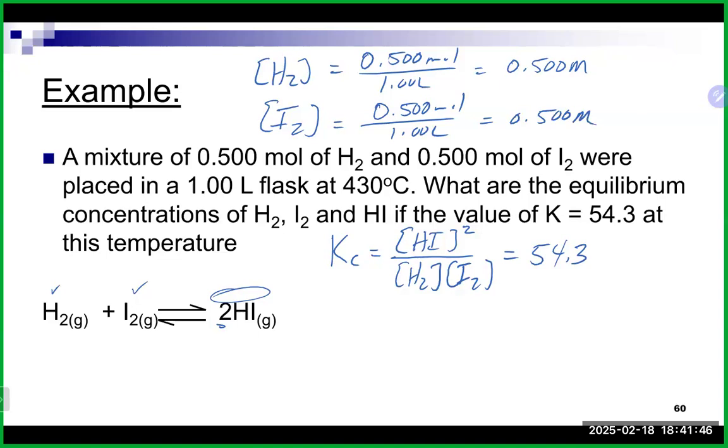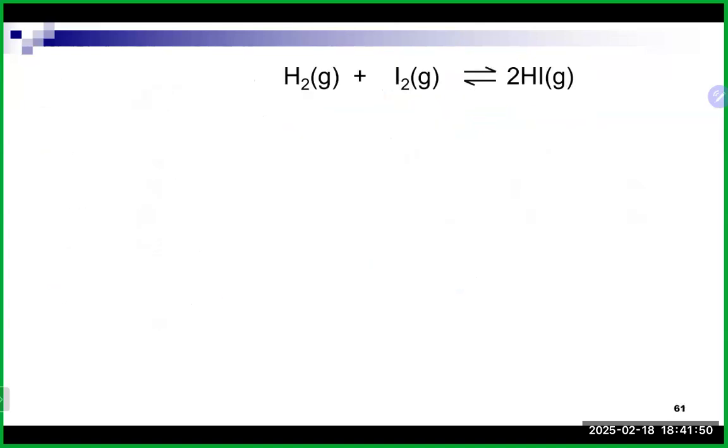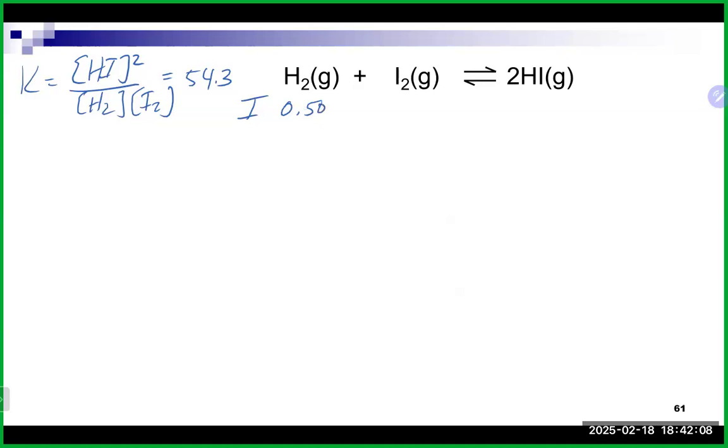Any questions on that so far? All right, I'm going to flip the page here. So our K, copy it here, is 54.3. All right, so we'll do our ICE table here. That's going to be a 0.5, a 0.5. And once again, nothing mentioned about the products, so again, safe to assume 0 on the product side.